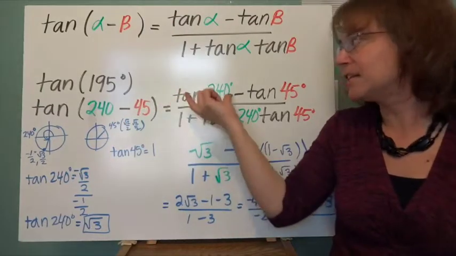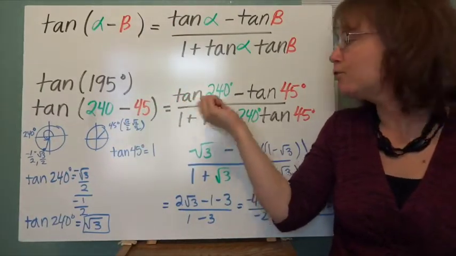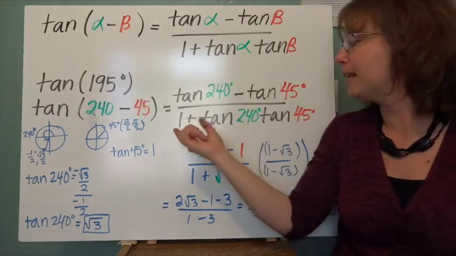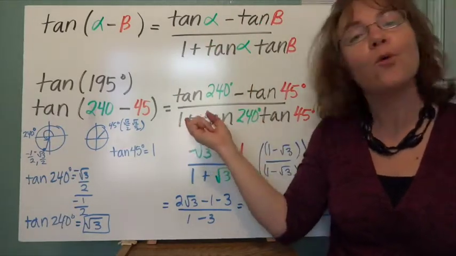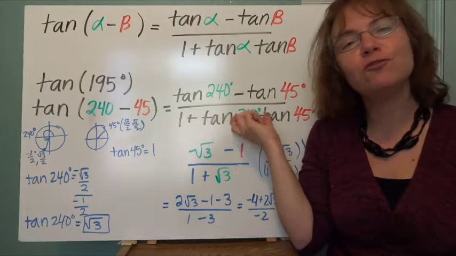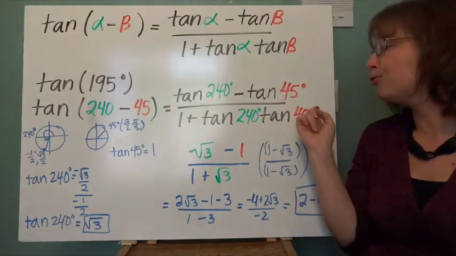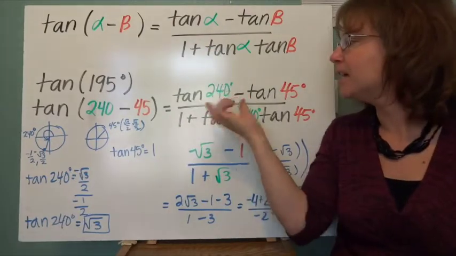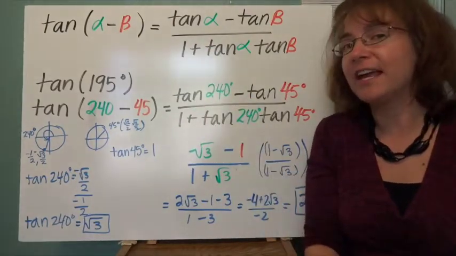Okay, so then I just substitute my values in. Tangent of 240 minus tangent of 45, just substituting alpha and beta, all over 1 plus tangent of 240 times tangent of 45. Now, probably the toughest part about this formula is to find the tangent of that angle.